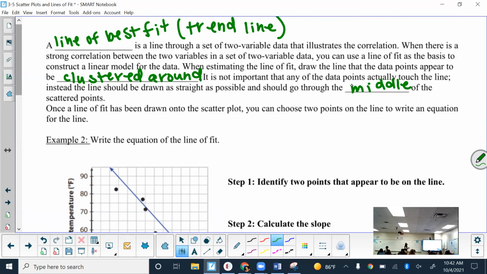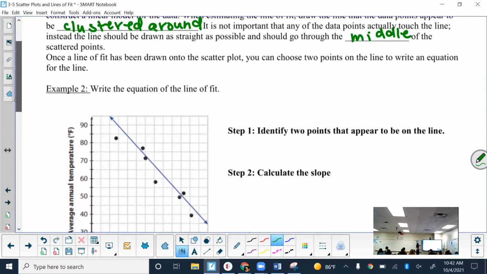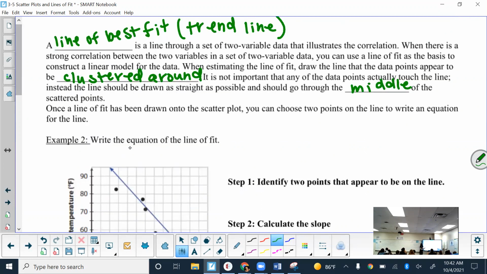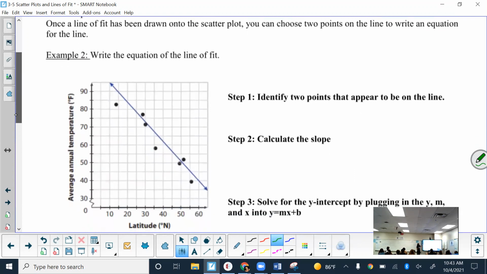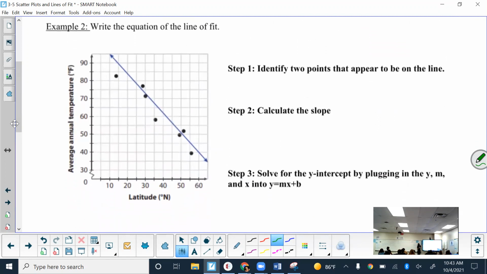So like pretend that this blue line wasn't here. What I usually tell my students is like take another piece of paper and measure it up so that it's going through the middle of the data. And then draw your line. So it's important that it's as straight as possible. Questions there? All right, again, we don't care that any of the points actually touch the line. It just needs to go through the center of the data.